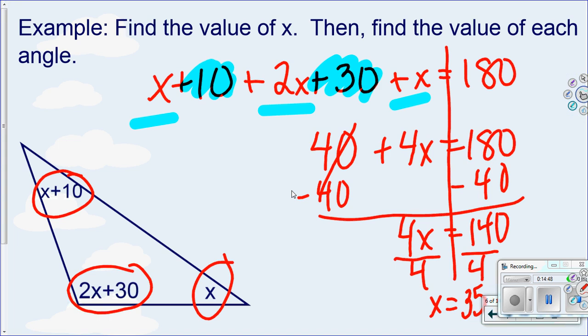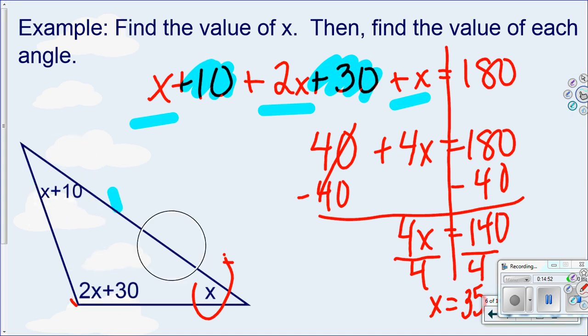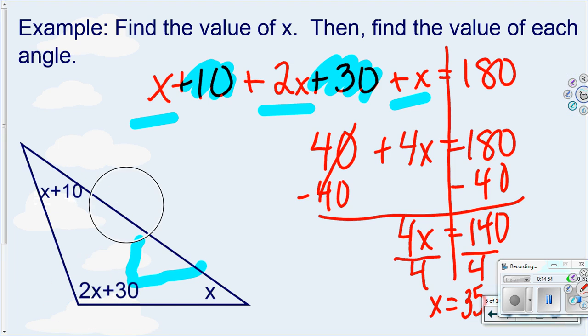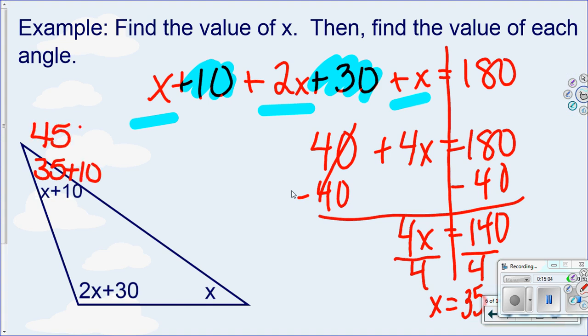But now I want to know how many degrees is each one of my angles. So I need to do what? Substitute in. What do we always say? Substitute in, solve. So x plus 10, or 35 plus 10, is equal to? So this one is 45 degrees. 2 times 35 plus 30 is 100 degrees. And this one's going to be 35 degrees.